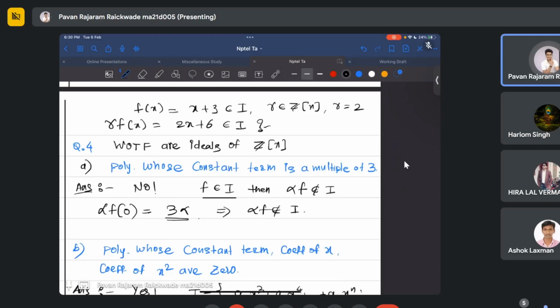Thank you. This is the benefit of being attentive in the session. That's why I ask everybody to give responses. Whenever I ask, I misunderstood the question as if the constant term is 3. It's not 3. It's a multiple of 3.